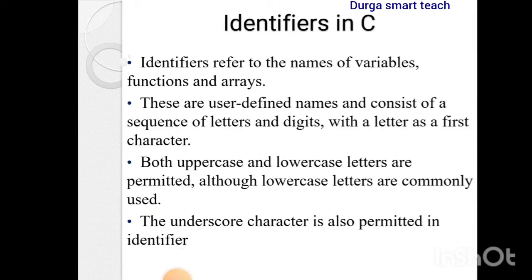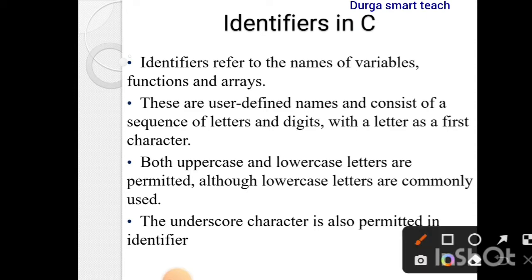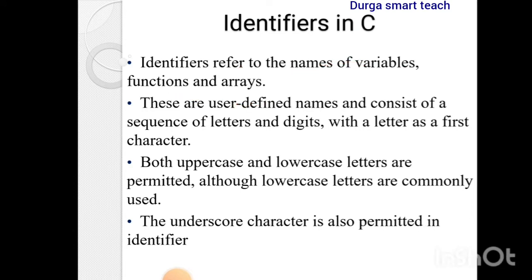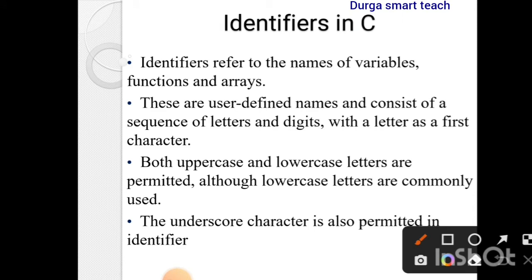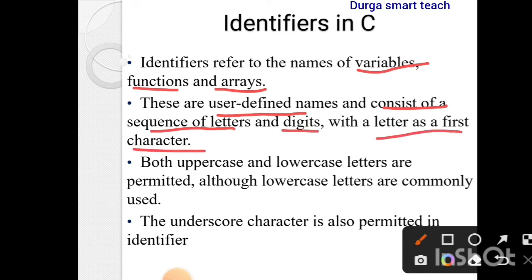Today I am going to discuss identifiers in C. Identifiers refer to the names of variables, functions and arrays. Identifiers are used to give names to variables, functions and arrays, and functions are also called methods. These are user defined names consisting of a sequence of letters and digits, with a letter as the first character. Okay, so it is a user defined name.